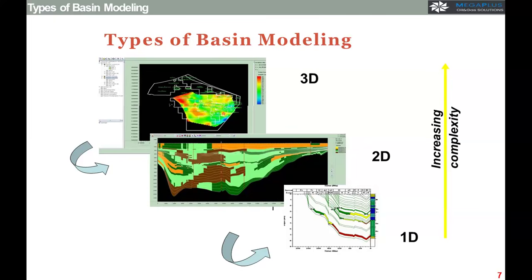For the 3D, this is the most common one. You need all your data: seismic interpretation, maps, horizons, faults, and so on, and you can build your map. The literature says 1D, 2D, 3D increase in complexity, but actually I can't confirm that. If you build a good 1D model, I think the 2D and 3D will be very easy. Actually, in the 2D and 3D, it is just combining all this data together and using the software.